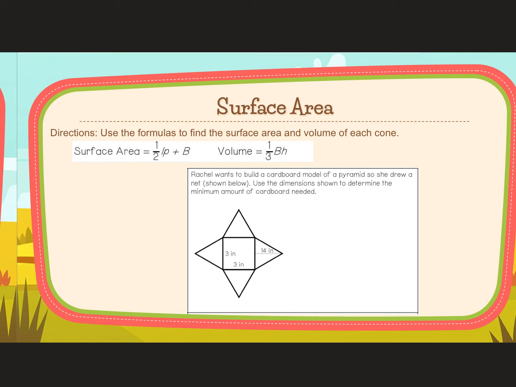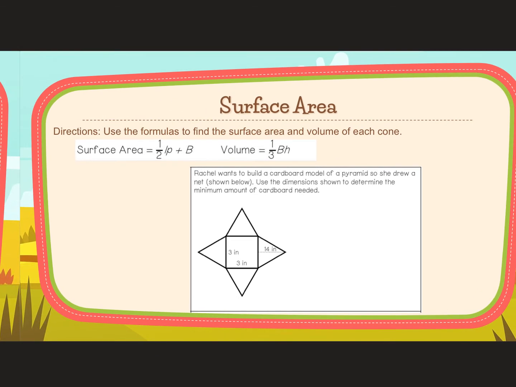So it says Rachel wants to build a cardboard model of a pyramid, so she drew the net. Use the dimensions shown to determine the minimum amount of cardboard needed. All right, so here we're looking at surface area. Remember breaking those pieces down. We know that L is equal to the slant height.